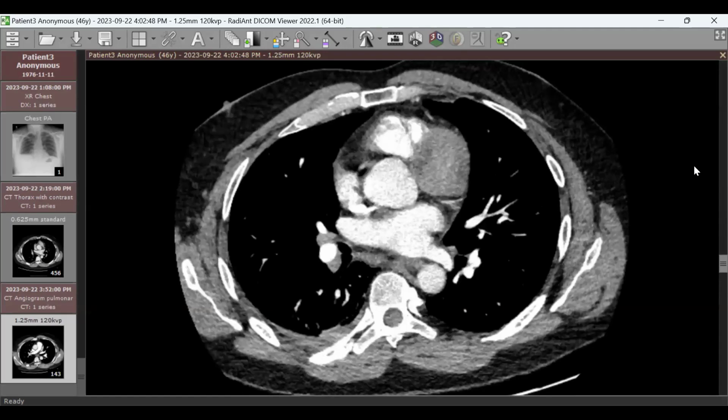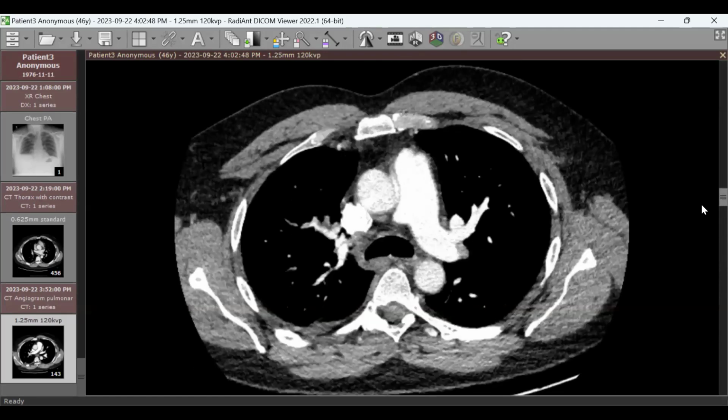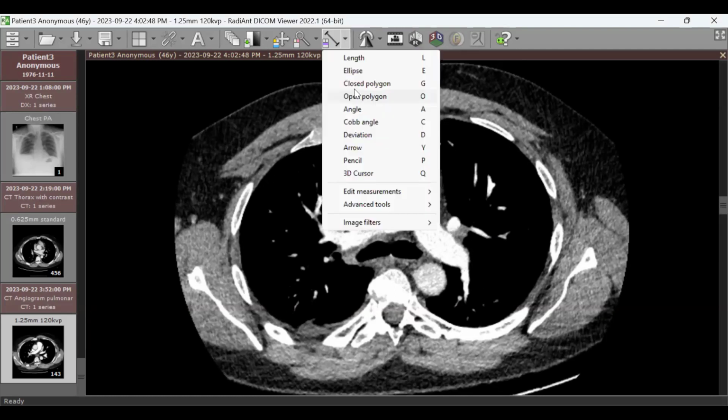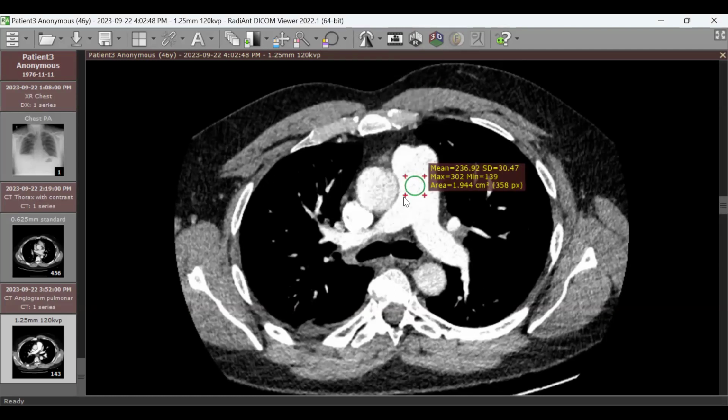We want to talk about the proper way of evaluating for pulmonary embolism. First thing, we need to check the technique. We need to see the density of the pulmonary artery. Exactly. We need to have a higher level. So what do you think of this level of opacification of the pulmonary artery? Is it satisfactory? Is it optimal? I think it is not, because if it is below 250, that's suboptimal.